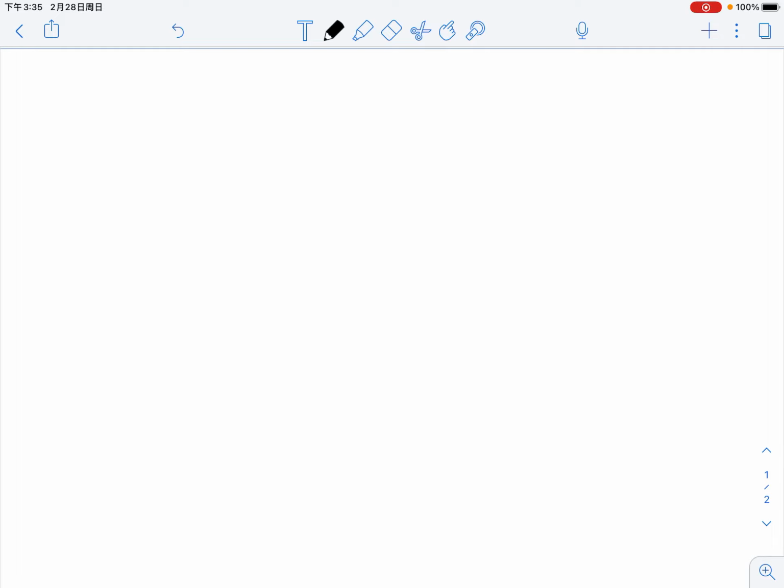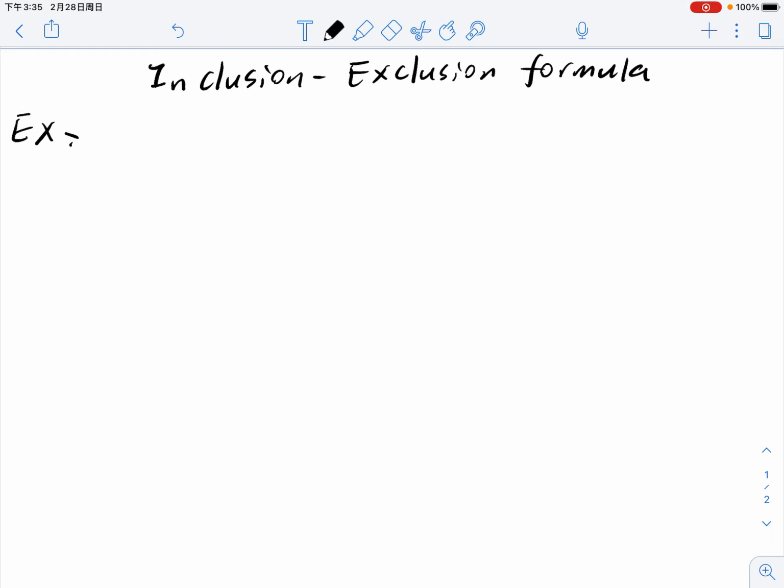Hello everyone. In this lecture, we will study the inclusion and the exclusion formula. Actually, we can view this as a final description of the previous division principle, addition principle. The first main example, which is very elusive, is the following.